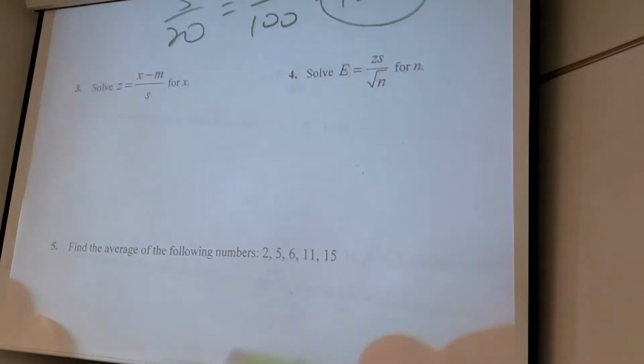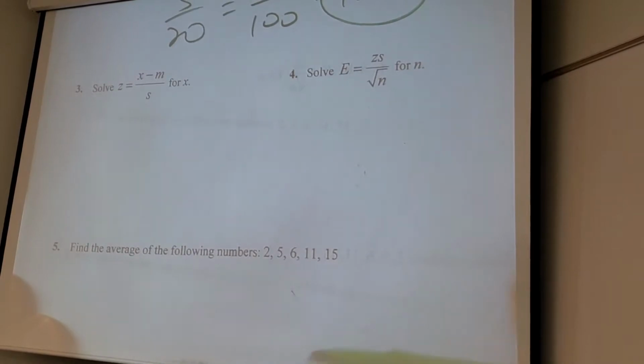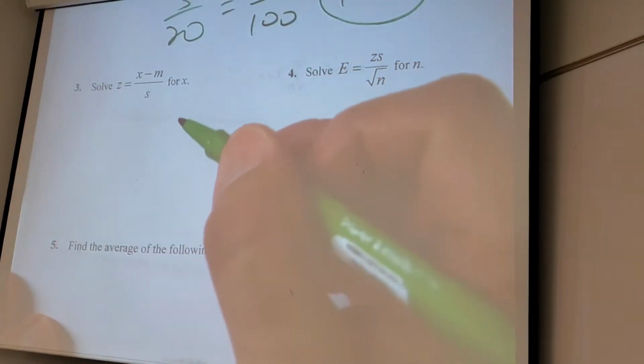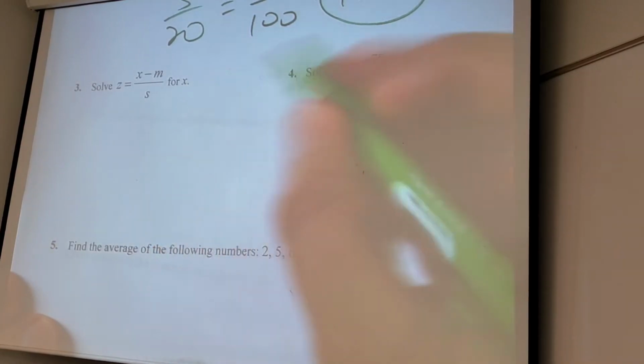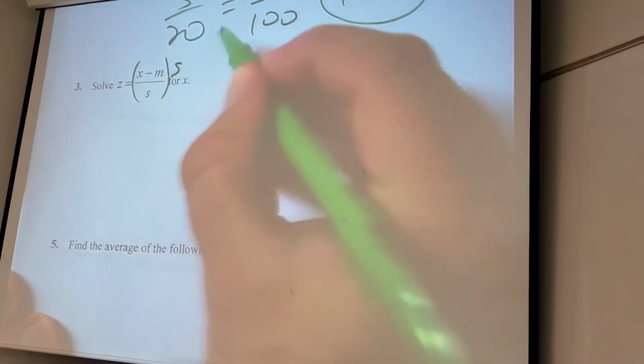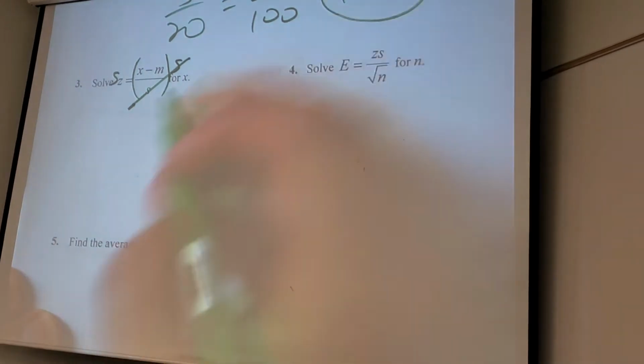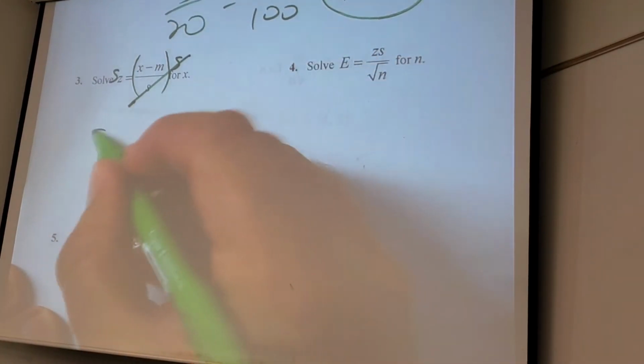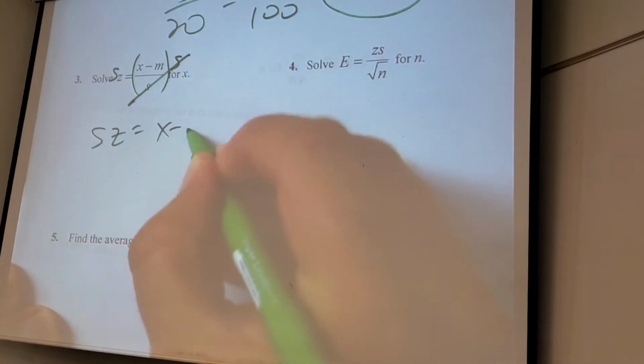So thankfully in an equation I can kill fractions. It always feels nice. So the first thing I want to do here is multiply by s. Die! Right? Get a little aggression out. So I get sz equals x minus m.